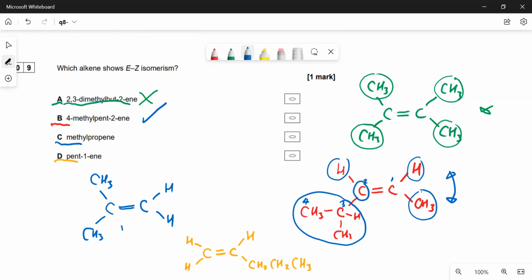Let's just check. 3-methylpropene, well, it's in blue here, and you've got two methyls on that carbon, so it doesn't matter if you swap them, and it's also got two hydrogens, so it doesn't matter if you swap them. And pent-1-ene in yellow, well, you've got two hydrogens on that carbon there, so you swap them about, makes no difference.